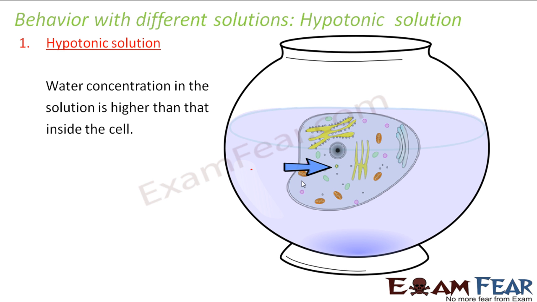Now as water keeps moving inside the cell, what happens? The cell swells up, right? Because you are putting more and more water inside the cell. It is like a balloon. As you put more and more water inside the balloon, what happens? The balloon starts swelling up. So similarly, when a cell is placed in a hypotonic solution, water enters inside the cell. As a result, the cell increases in size or the cell swells up.